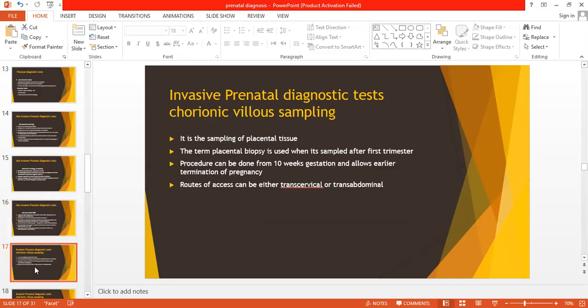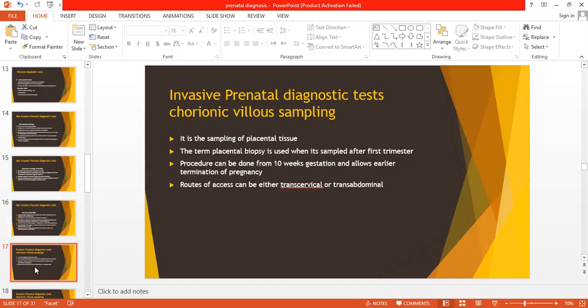Okay, now we come to the invasive prenatal diagnostic tests, जिसमें 3 बेसिक आपको बताए थे: chorionic villus sampling, amniocentesis and chordocentesis. What is chorionic villus sampling? It is the sampling of placental tissue. The term placental biopsy is also used for it when it is sampled after the first trimester. Procedure can be done from 10 weeks gestation.